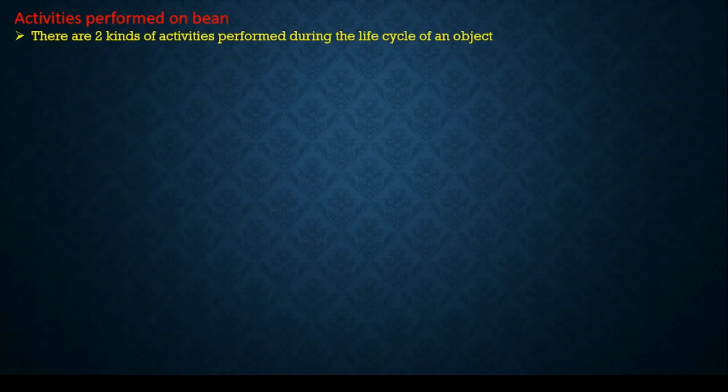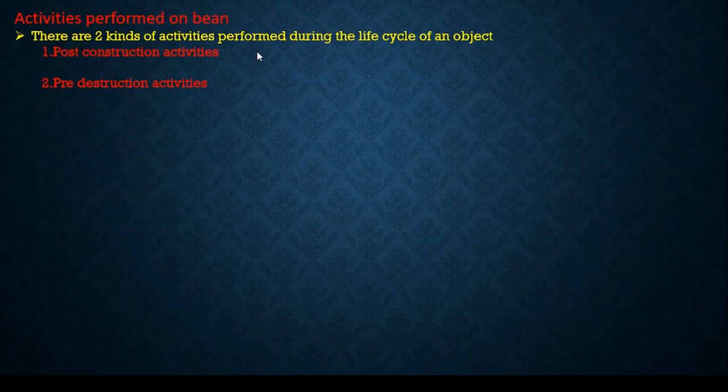Let me talk about the activities that are performed on a bean. There are basically two types of activities that are performed. One is post construction activities, and the second one is pre-destruction activities. As I have told, life cycle means what? The life to death, creation of the object to destruction of the object.